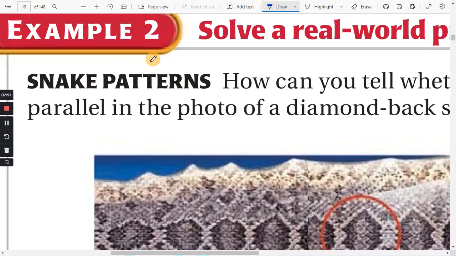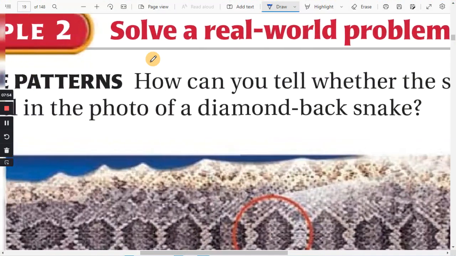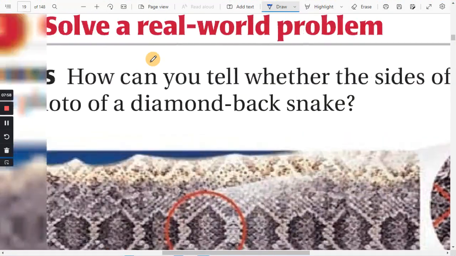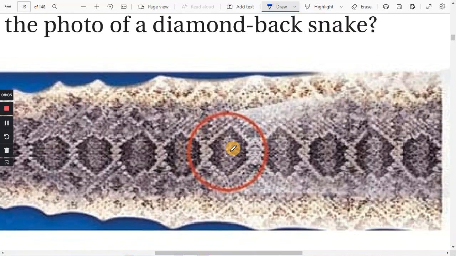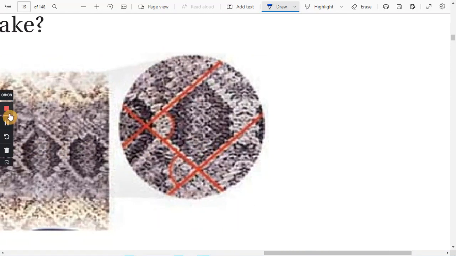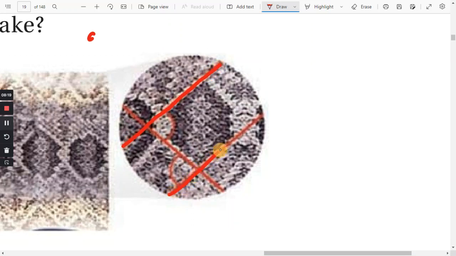All right, example 2: how can you tell whether the sides of the pattern are parallel in the photo of the diamondback snake? Let's see. Here's the photo, but they expanded the photo. I am going to trace over what they already have in the photo, to see if that helps. They have these 2 lines here, and then they have this transversal line right here. Then they have this angle marked congruent to that angle. So this line right here is going to be your transversal T. See if you can explain why the lines are parallel.